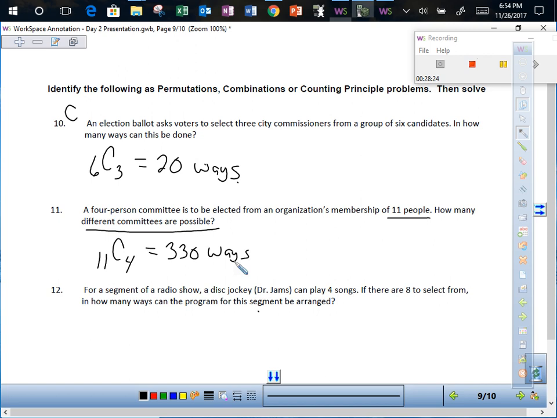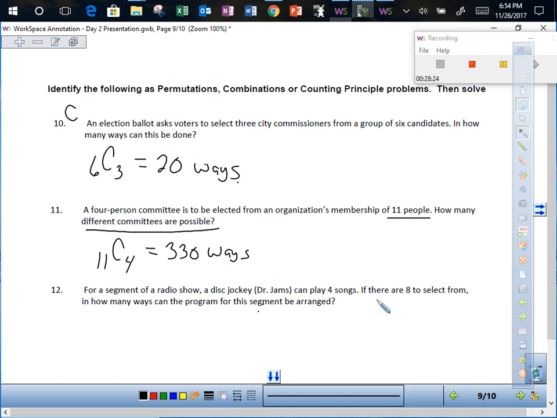Here's my number 12. For a segment of a radio show, a disc jockey, Dr. Jams, can play 4 songs. If there are 8 to select from, how many ways can the program for this segment be arranged? Well, think about that one a little bit and decide if you think order matters when you listen to the radio.